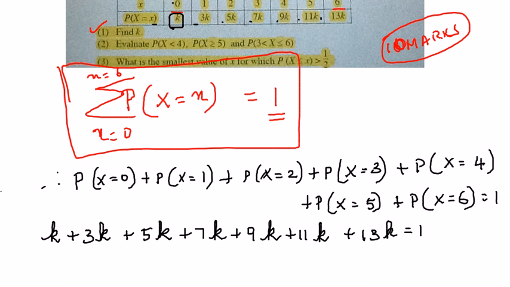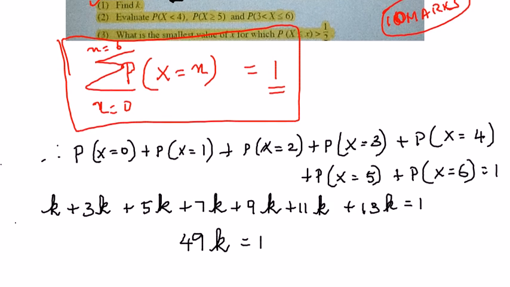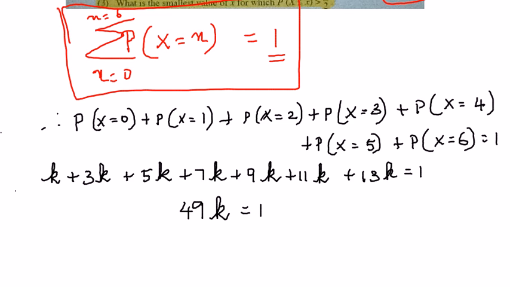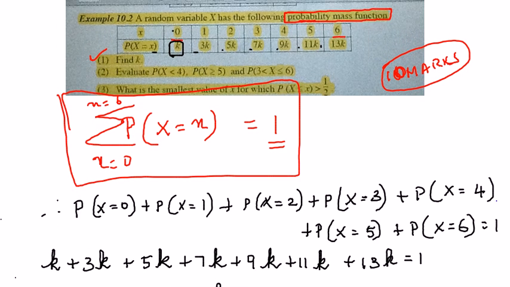So if you add all this, what do you get? You must get 49k is equal to 1. Okay, did you get 49? Please do the sums along with me. Okay, so since 49k is equal to 1, from here we can derive k is equal to 1 by 49. So this is what has been asked first, find k. Yes, we have done that.